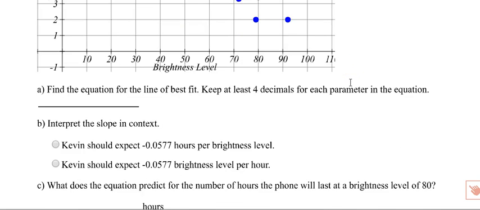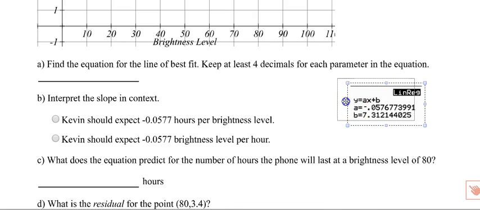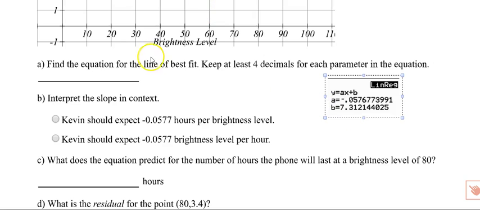So looking at some of the questions we have here, I'm going to copy the screenshot that we just had. We have to find the equation for the line of best fit, and we're going to try to keep at least 4 decimals. Okay, so the equation for the line of best fit has the form y equals mx plus b, except your calculator is telling you ax plus b. So it's going to be y equals, and instead of a, I'm going to write what a is.